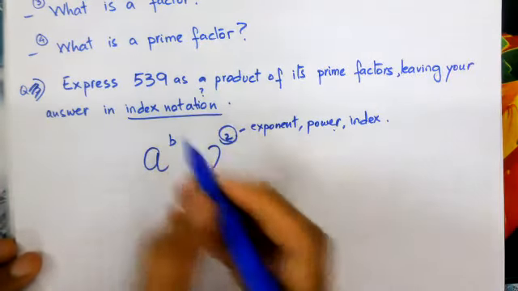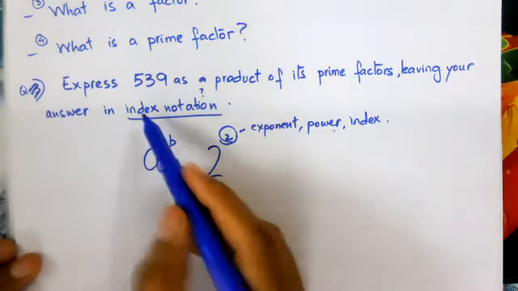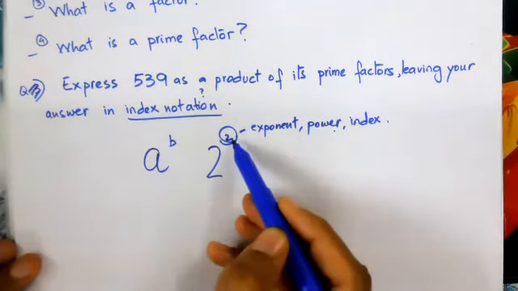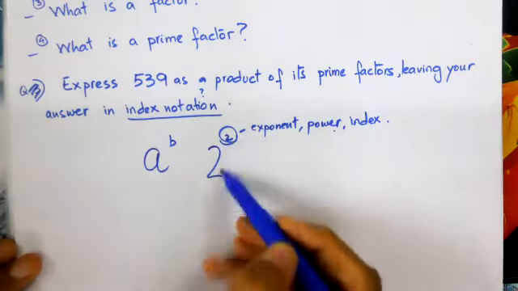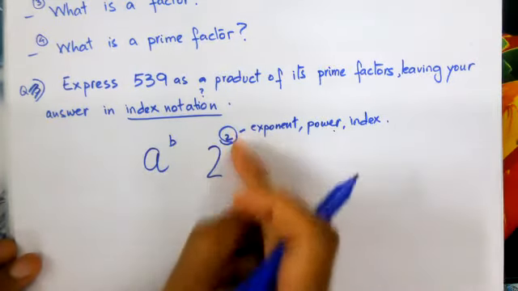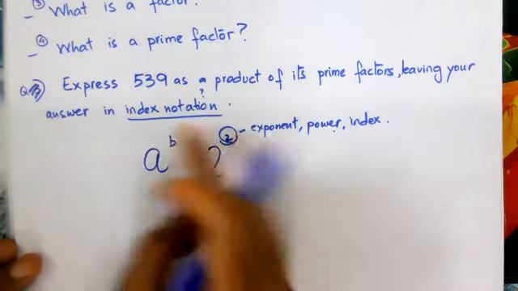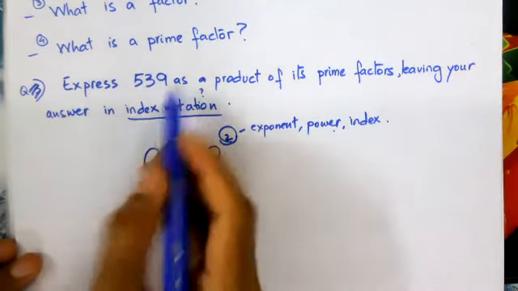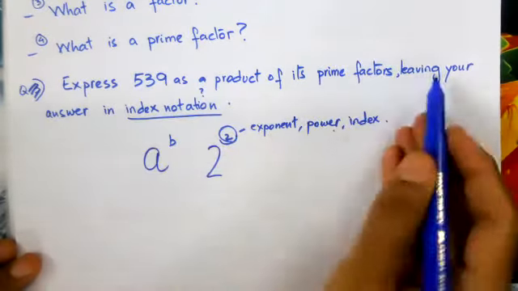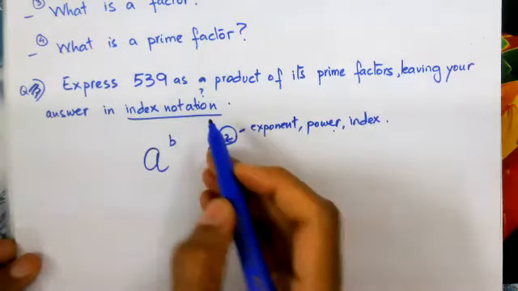So notation is the way of writing. That means write your answer in the power form, in this form. So you have to write your final answer in this form. That's what they're saying: express 539 as a product of its prime factors, leaving your answer in index notation.